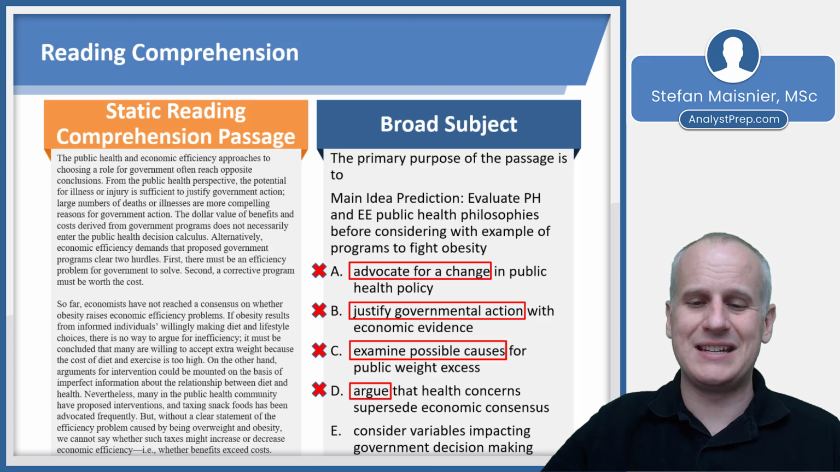But then if we look at choice E, consider variables impacting government decision making. Well, yeah, it's the public health, economic efficiency. We've got these different philosophies, and there's definitely a decision making process occurring here. We just haven't decided which to go with. And choice E, considering variables, nice, bland answer choice. We'll talk about bland here in a moment again.